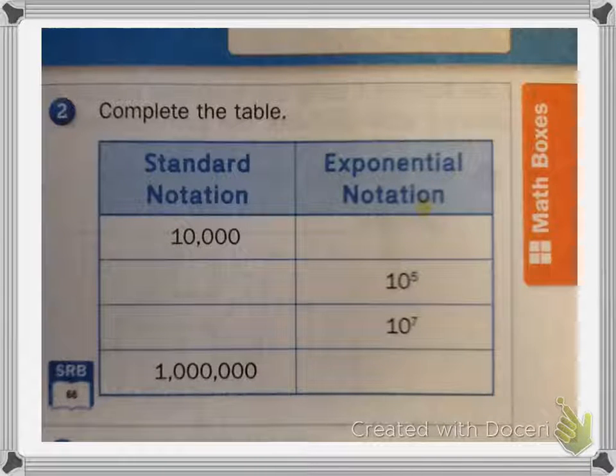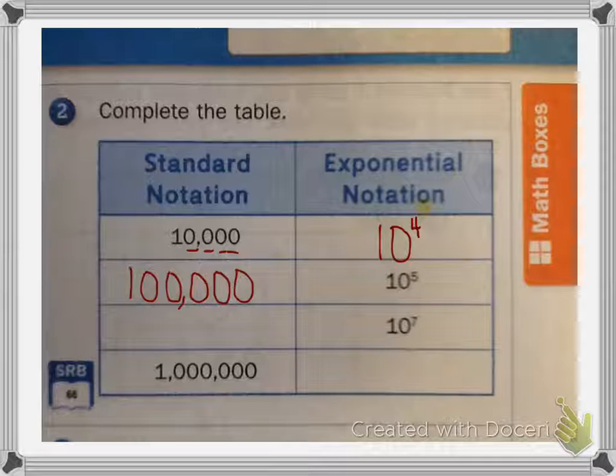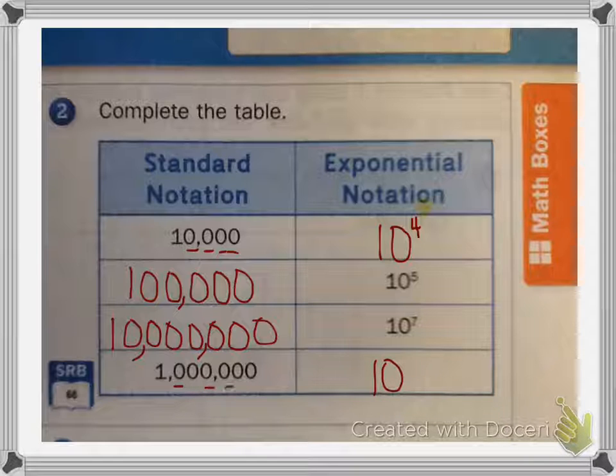Number 2 says complete the table. So 10,000, again our exponent's going to be 10 with 4 zeros, so 10 to the 4th. 10 to the 5th is a 1 with 5 zeros, 100,000. 10 to the 7th is a 1 with 7 zeros, 10 million, and 1 million was 10 to the 6th since there are 6 zeros.